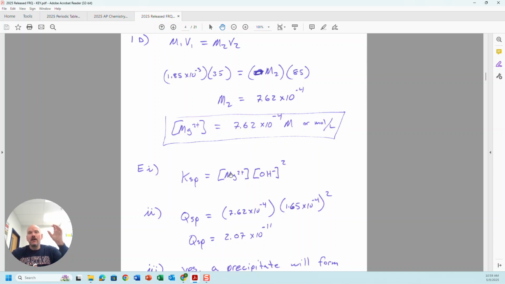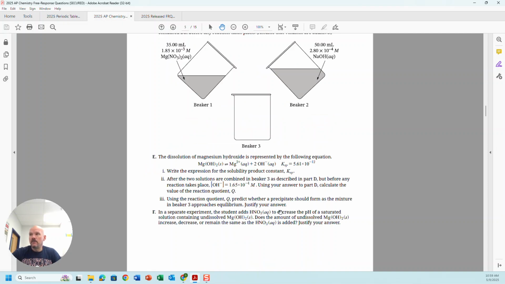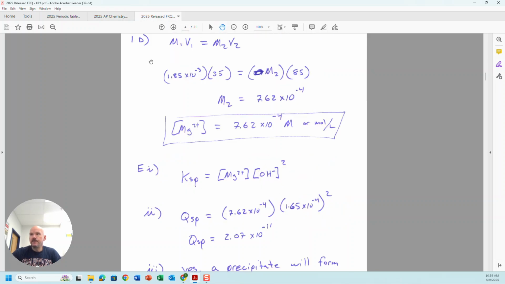KSPs never have a denominator. I was walking around watching some people do this as practice this morning, and I saw some people write KSP equals magnesium times hydroxide squared divided by magnesium hydroxide. No denominator for KSP expressions. And make sure you say K equals, or KSP equals, the expression, right? And remember, the squared comes from the coefficient of hydroxide, okay? So this would be the expression.